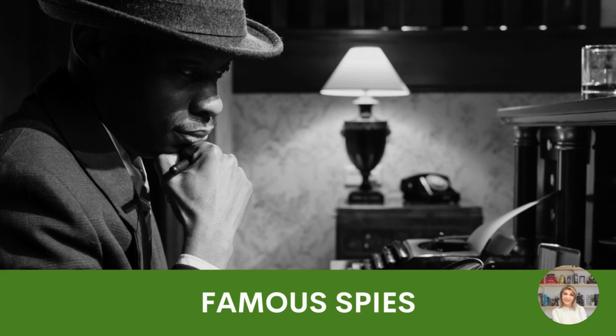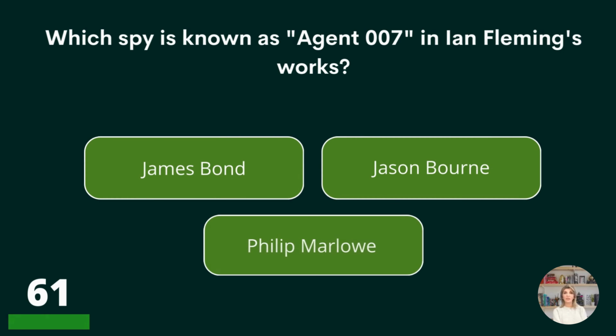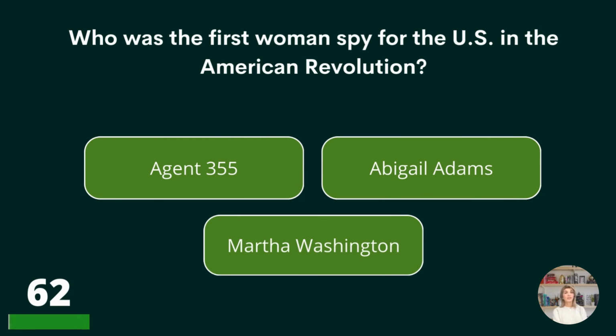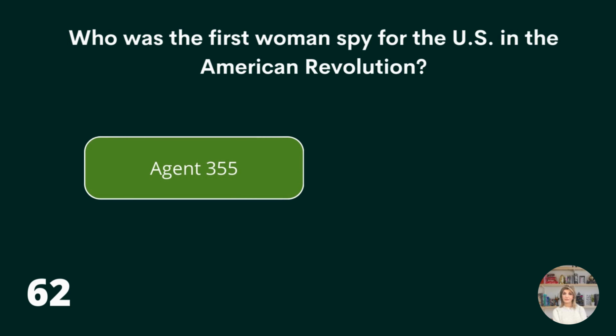Famous spies. For question 61, which spy is known as Agent 007 in Ian Fleming's works? James Bond, Jason Bourne, or Philip Marlowe? James Bond. Who was the first woman spy for the U.S. in the American Revolution? Agent 355, Abigail Adams, or Martha Washington? Agent 355.